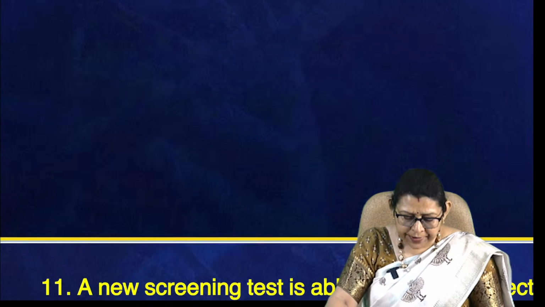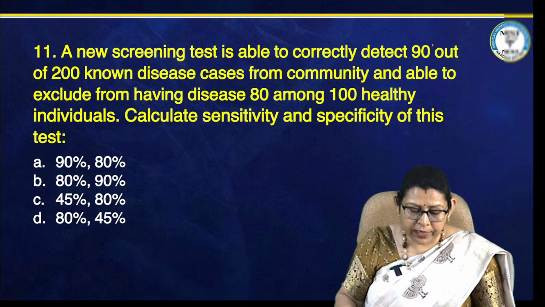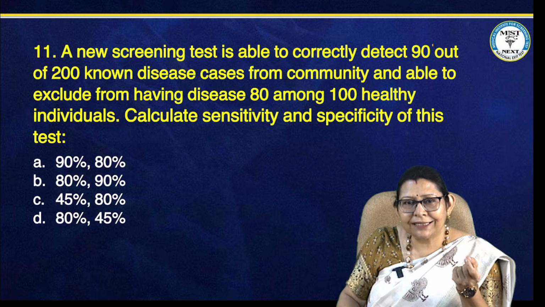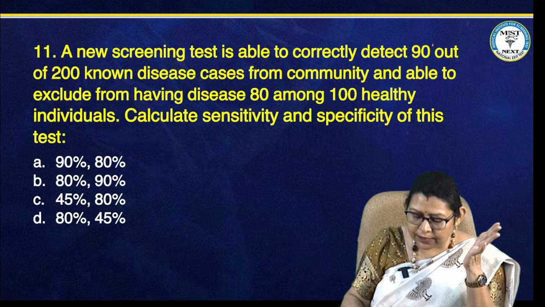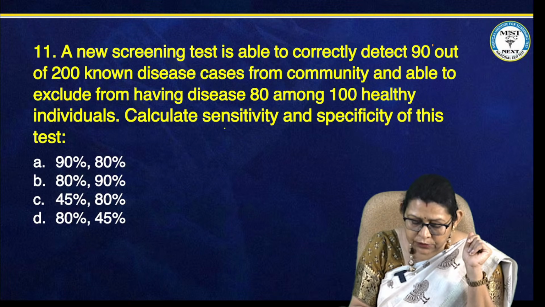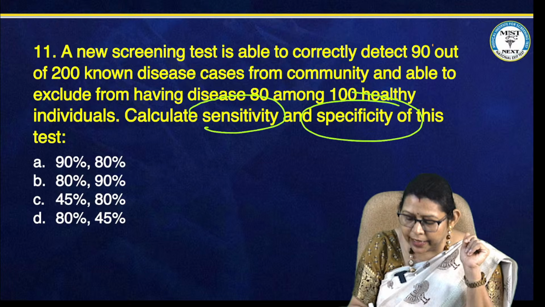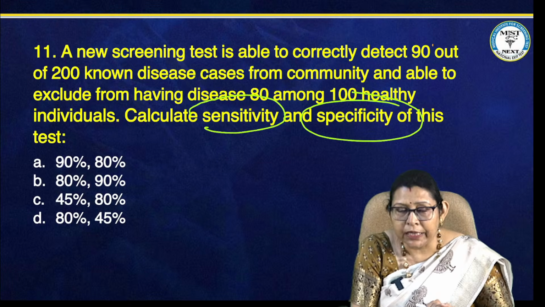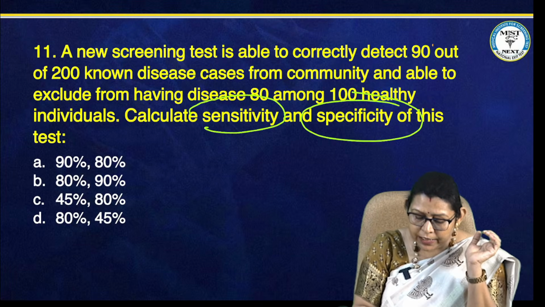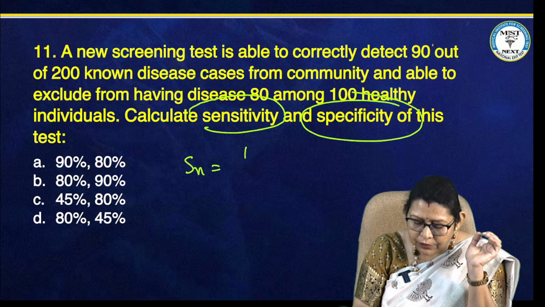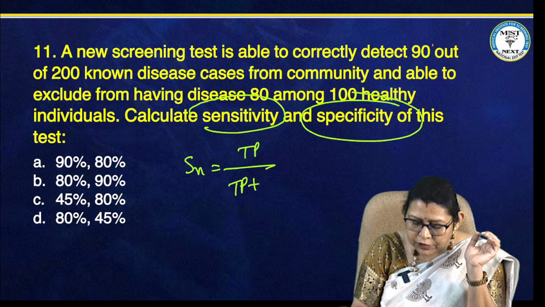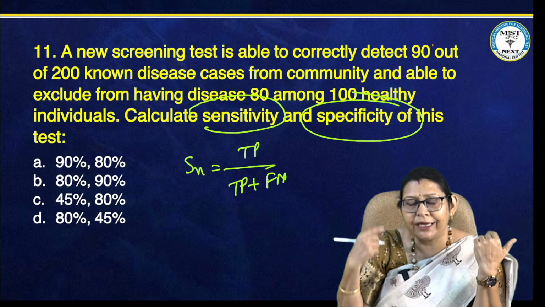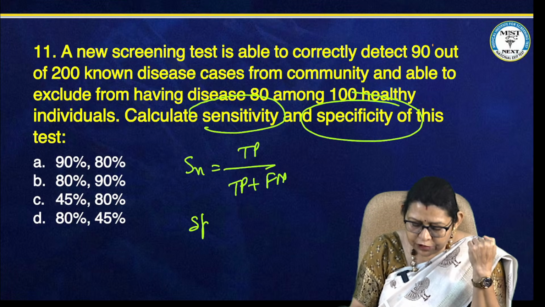Okay, beta? Now coming to the next, again a screening question. A new screening test is able to correctly detect 90% of the cases. Again, a lot of unnecessary information in the question. So calculate the sensitivity and the specificity. Okay? So they are asking sensitivity and also specificity. Now what is the formula for sensitivity? We know the sensitivity is equal to true positive upon true positive plus false negative. And if we put it in words, the ability of a test to correctly detect a disease. And what is your specificity?